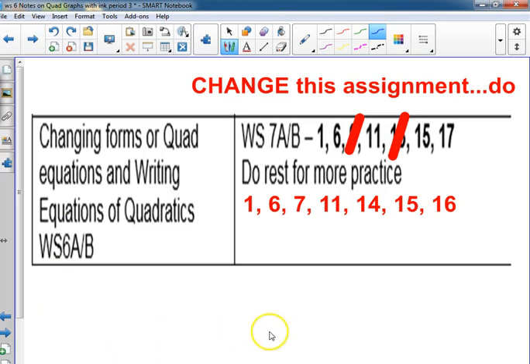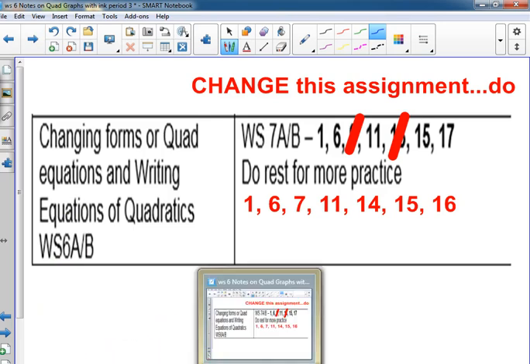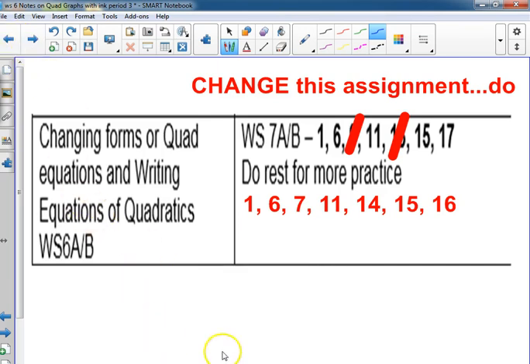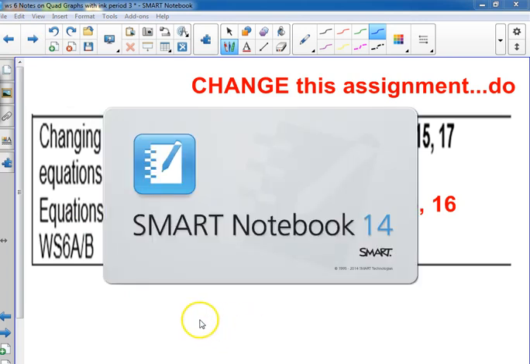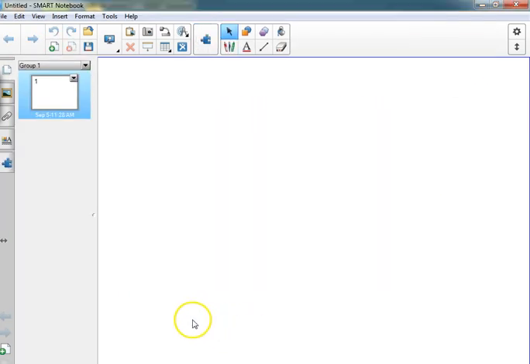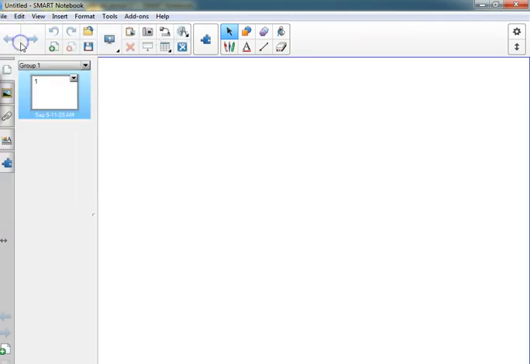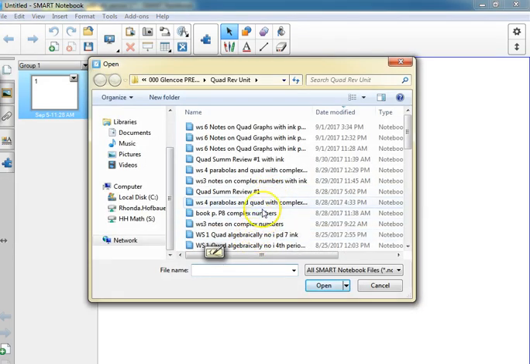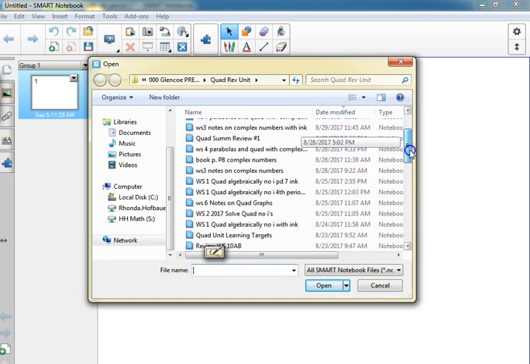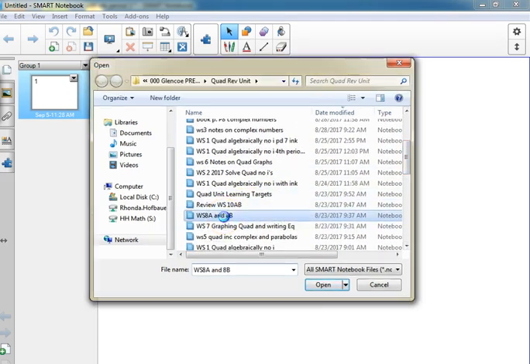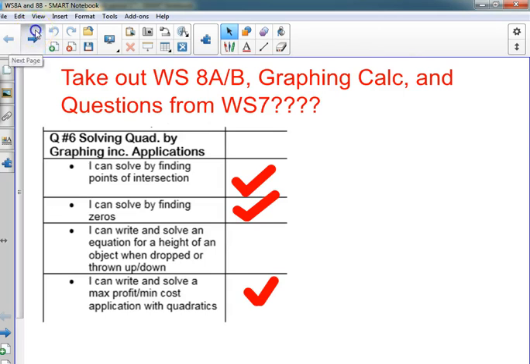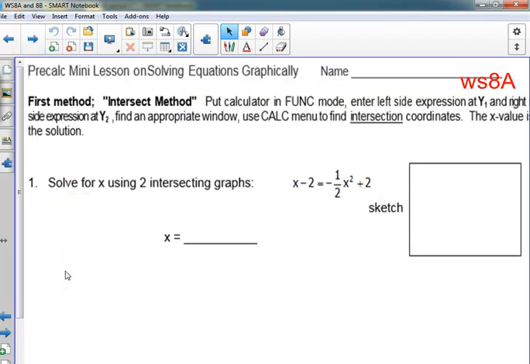All right. The other thing I wanted to start talking about today was just some more calculator practice. Can you take out worksheet 8 and we're just going to do a couple questions on side A? Worksheet 8 talks about solving by graphing. So it's just more playing around with the calculator.